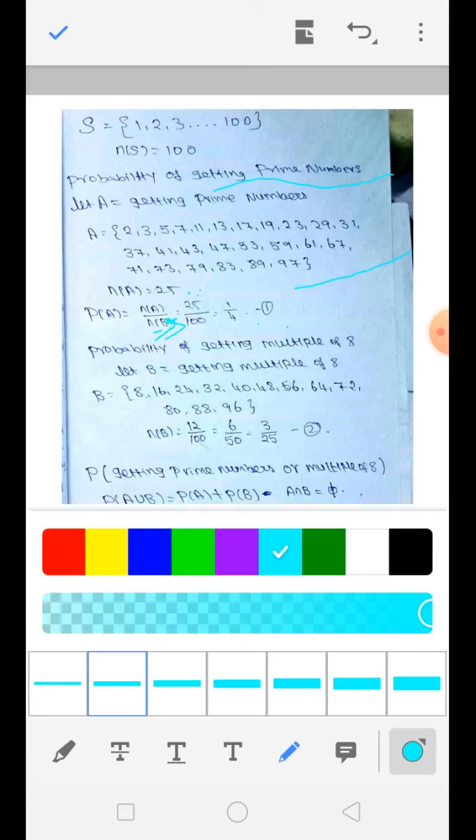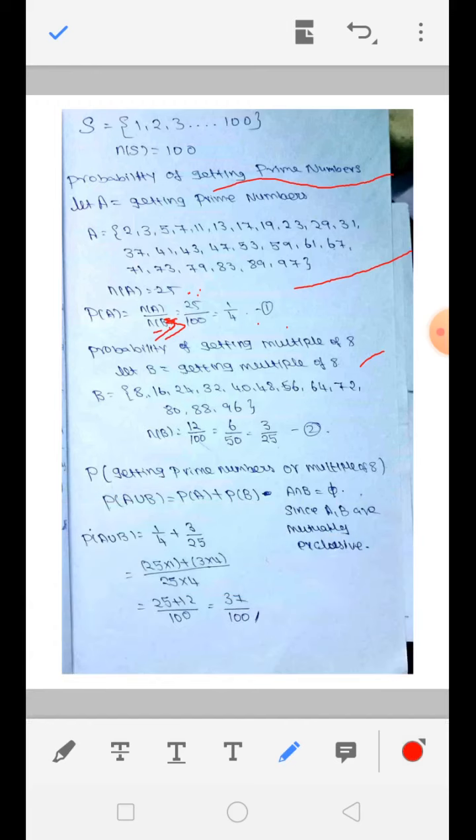So next one is finding the probability of getting multiple of 8. Okay, same thing. So here what is our event? Getting multiple of 8 is our event. So I just put B is equal to getting multiple of 8. Next, we have to find the values, the answer for that event, B.